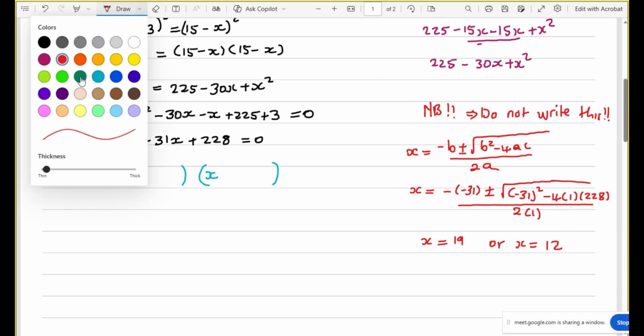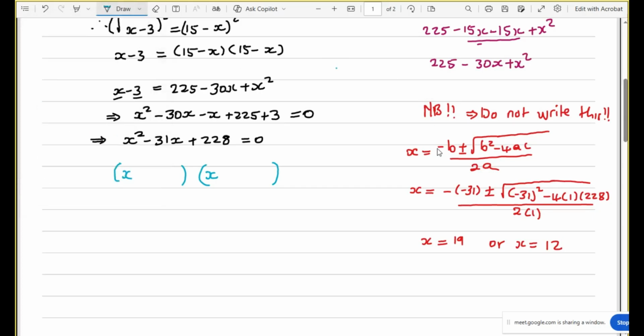Then when you are done, you're going to take this 19. Since 19 is positive, to get positive, we need to subtract 19. Since it's positive 12, to get positive 12, we need to subtract positive 12. That's how you factorize. Because now, when this is equal to 0, we use the zero product property: x minus 12 is equal to 0, or x minus 19 is equal to 0.